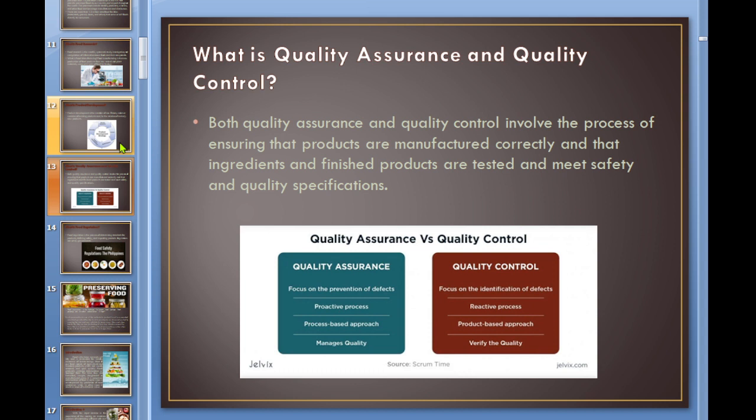So, quality assurance versus quality control. What is the difference, class? When you are talking about quality assurance, it focuses on the prevention of defects and manages the quality of the product. For example, when you are talking about quality assurance, in general, it is the prevention of defects. Everything is done so that it does not spoil easily, so it goes through sterilization. With quality assurance, it goes through sterilization to make sure the cans we use are safe.